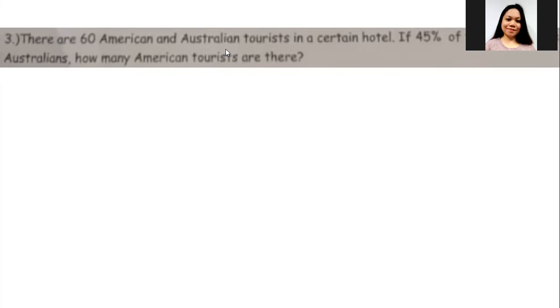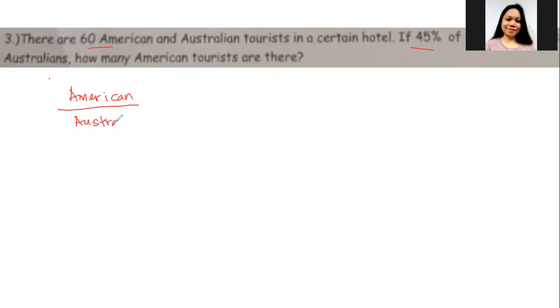Okay, so what is this thing? There are 60 American and Australian tourists in a certain motel or hotel. If 45% of the tourists are Australian, how many American tourists are there? So if you have percentage, remember the whole part, let's do the ratio first. So you have American, and then you have Australian.